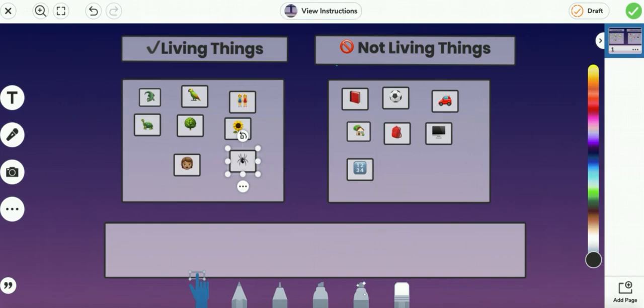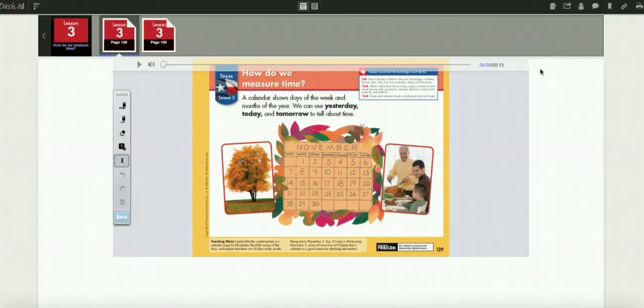Okay, so next we're going to go ahead and move on to social studies. And for social studies, we are talking about time. How do we measure time? A calendar shows days of the week and months of the year. We can use yesterday, today, and tomorrow to tell about time.